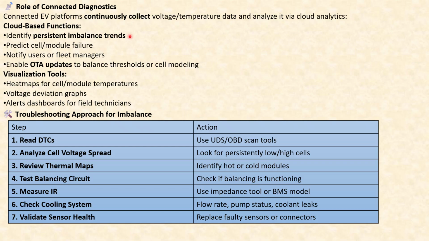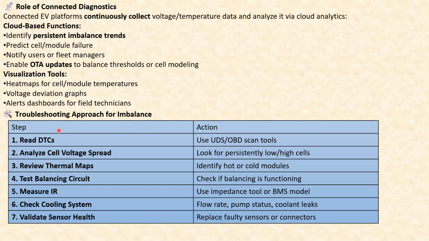Now, talking about the cloud-based functions: identify persistent imbalance trends, and it also predicts cell or module failure. It also notifies users or fleet managers. It enables OTA updates to balance thresholds or cell modeling. Okay, now talking about the visualization tools: heat maps of cell and module temperatures, voltage deviation graphs, and alert dashboards for field technicians. Now these are the visualization tools, showing how various imbalances are visualized.